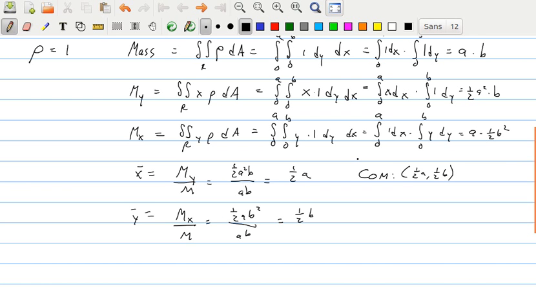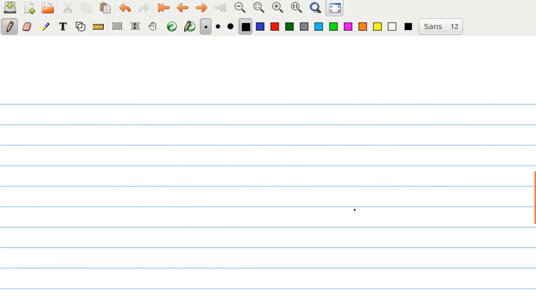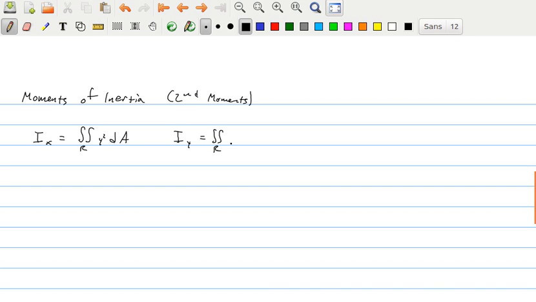That's the first sort of physical or geometric application we have of this, is center of mass. Next, we're going to look at something a little more complicated, and these are moments of inertia. These are also called the second moments. And these are abbreviated as I. Ix is the double integral over the region of now y squared with respect to area. And the second moment from the y-axis is the double integral over the same region again of x squared dA.